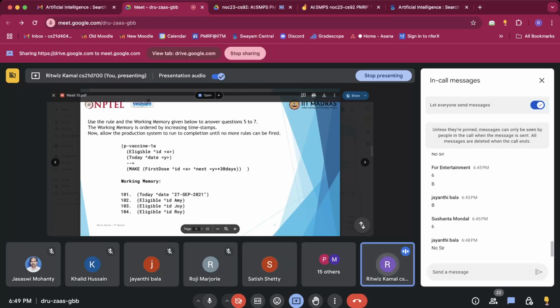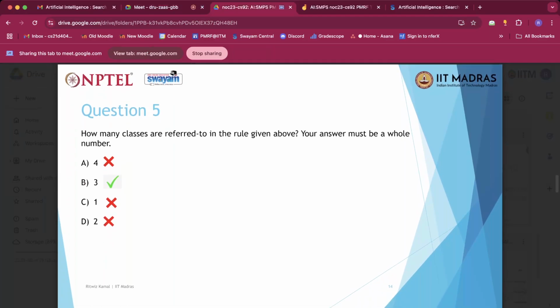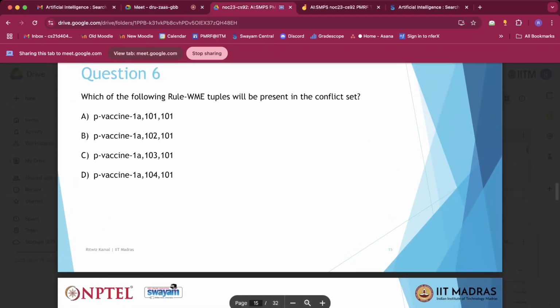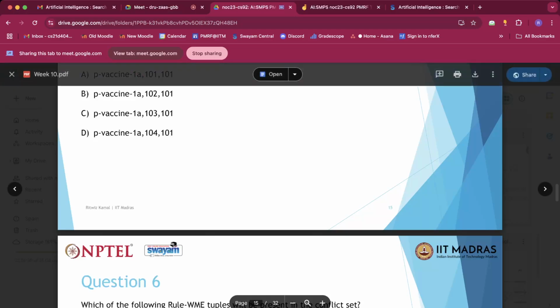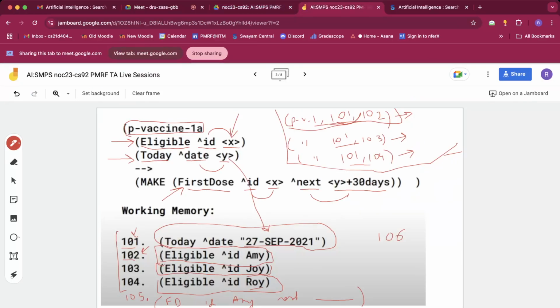The pair, you mean the pair of 101, 102 versus 101, 103, right? Okay. Yeah, so that is the concept behind a conflict set. We randomly decided, based on some hypothetical strategy, that we will fire 101 and 102. That will add Amy and so and so information to our working memory. But we could have very well selected 101 and 103, in which case 105 would be formed by first dose ID. Instead of Amy, this would be Joy.